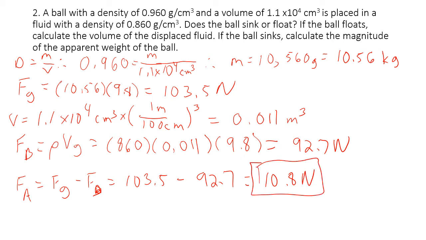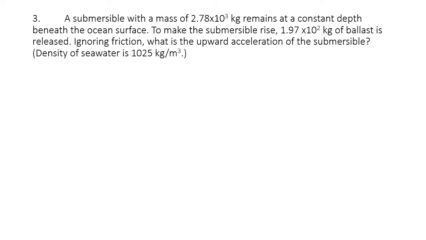So one more problem to do. That's number 3. Number 3 says a submersible with mass of 2.78 times 10 to the third kilograms remains at constant depth beneath the surface of the ocean. To make the submersible rise, 1.97 times 10 to the second kilograms of ballast is released. Ignoring friction, what is the upward acceleration of the submarine?